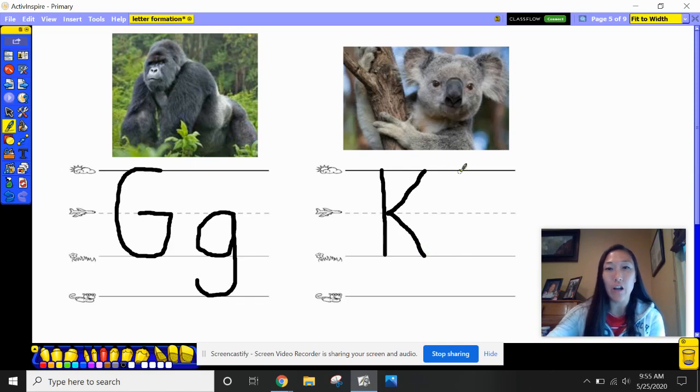You're going to start on the skyline here, go down to the grass line. Very good. Pick up your pencil, go to the plane line now for the lowercase k. You're going to slide down to the middle of the plane and grass line, and then slide down again to the grass line. All right, very good. K, kite, k.